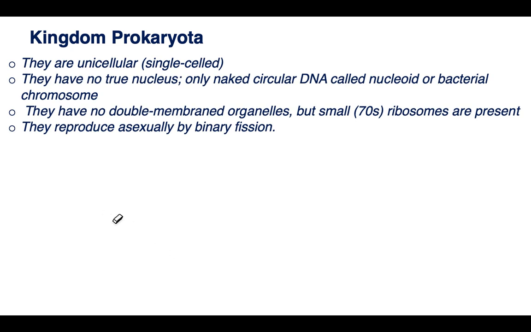Alright, so let's try to move on. So we have kingdom Prokaryota. In kingdom Prokaryota, we have prokaryotes. Those organisms are unicellular, single-celled organisms. They have no true nucleus, only naked cellular DNA, the nucleoid or bacterial chromosome. They have no double-membraned organelles, but small 70S ribosomes are present. They reproduce asexually by binary fission.